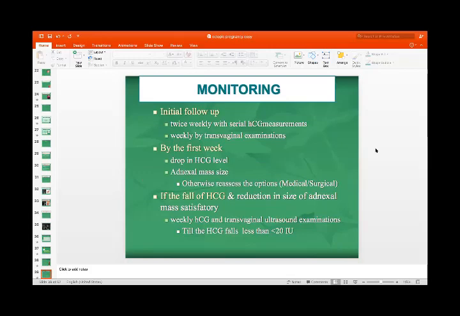So during expectant management, we are only monitoring the patient. So initial follow-up twice weekly, we will do beta HCG. Weekly transvaginal ultrasound, but the first week a drop in HCG level should be there, and we will also assess the adnexal mass size, whether it is increasing or decreasing. Otherwise, reassess the other options, medical or surgical. If there is a fall of beta HCG and a satisfactory reduction in the size of the adnexal mass, then we will continue conservative management. Weekly HCG and transvaginal ultrasound till the HCG falls below 20 international units.